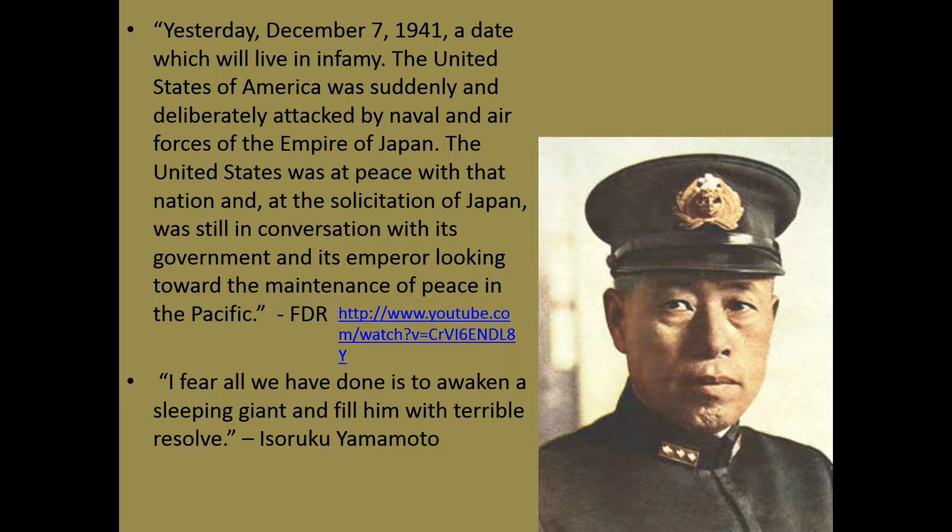Japan has made a mistake. The U.S. is a giant. They're a giant military power, and they were staying out of this. They were sleeping, and now we're the ones to wake them up, bring them into this war, and we've also made them really mad. And so he's a little concerned that this might not have been the best thing to do.